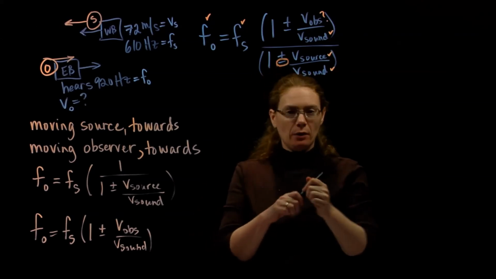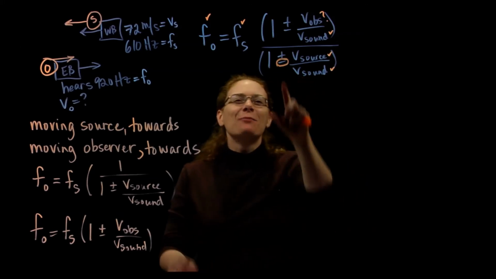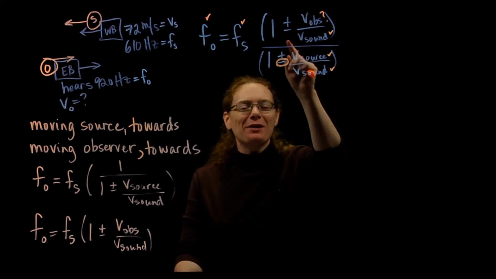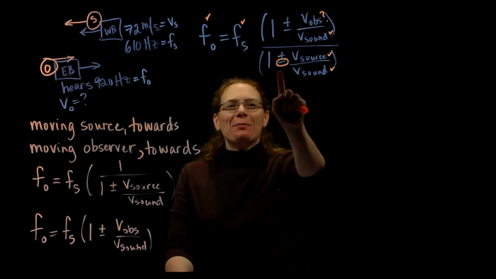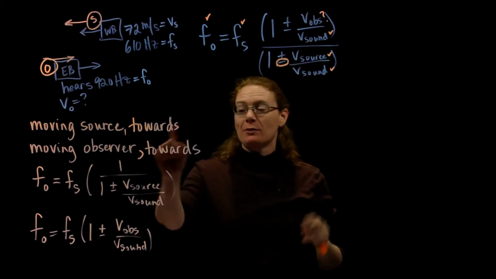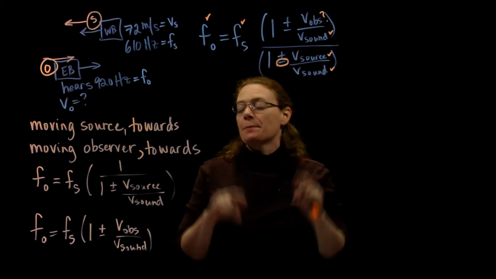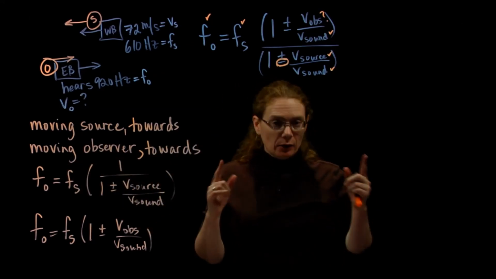Because if I have a bigger number on bottom, that means I have a smaller number on bottom, that means I have a bigger number on top. Yeah, you got to watch your language here. So a smaller number on bottom means overall we end up with a bigger number. And towards means we want a bigger frequency. The frequency increases. For a moving observer, towards, we also want an increase in frequency.